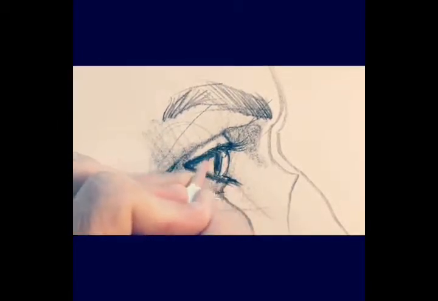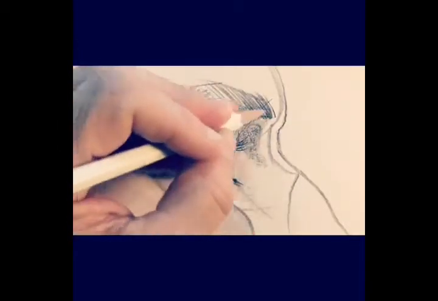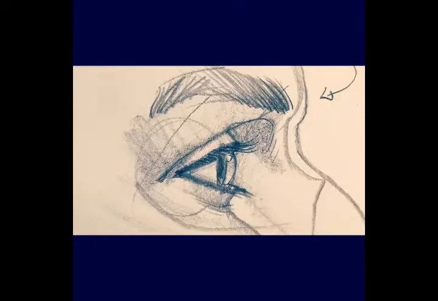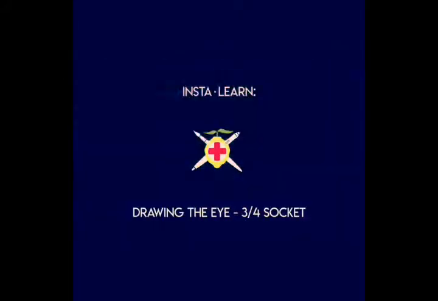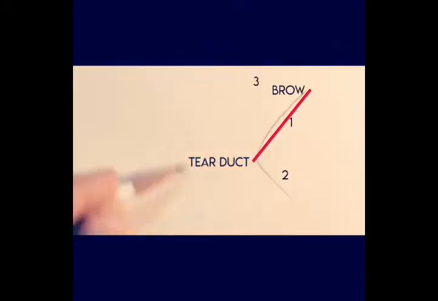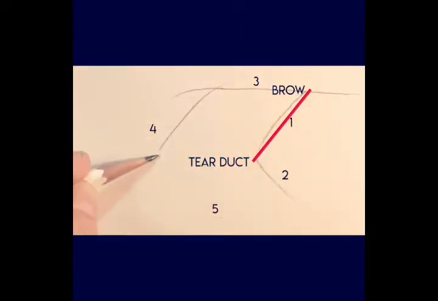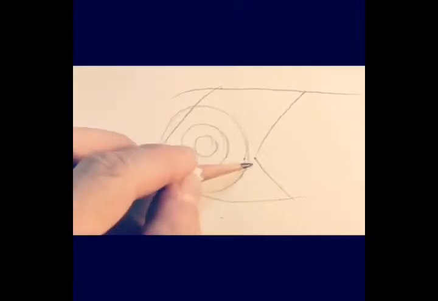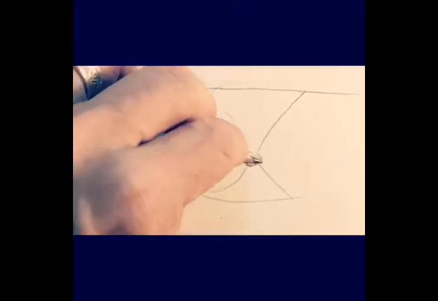With the profile, you are foreshortening the eye, which means to add the illusion of depth to the shapes. Start with the socket, measuring its depth with the tear duct and the brow. Draw the ball of the eye. Next the iris, half the width. Then the pupil. Draw the tear duct and the outside corner.